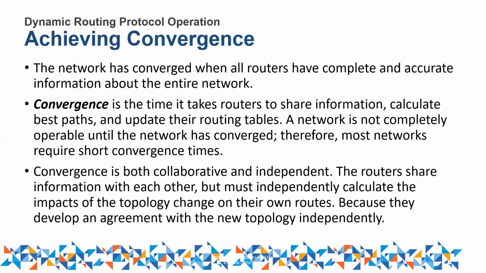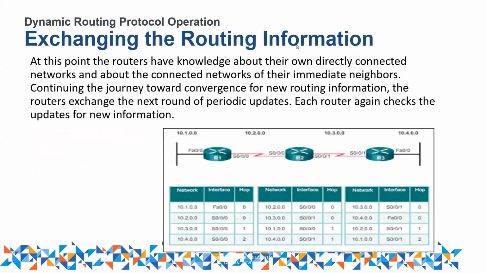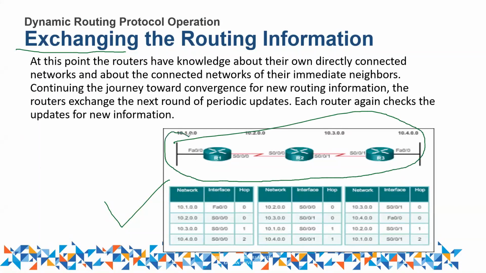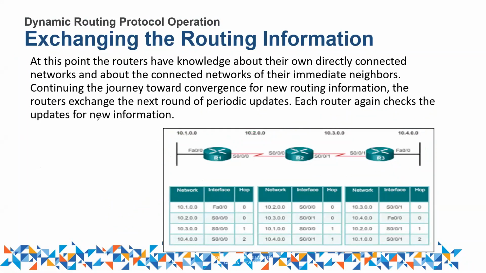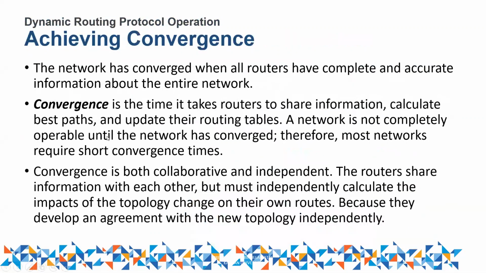Okay, guys. So after this process, after exchanging the routing information, the routers learn. Every single router has complete information about the entire network. In this entire network, how many routers are here? 3 routers are here, okay? And how many networks are here? 4 networks are here. Network 1, network 2, network 3, and network 4. So right now, all the routers know about these 4 networks. What will happen now? Convergence will take place. What's convergence?